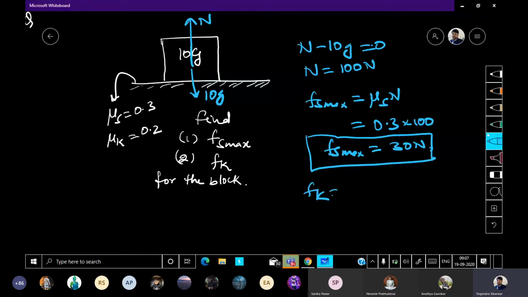Fk will be mu K N. Fk will be 0.2 into 100. That will be 20 Newton. These are the answers. I'm happy to see that most of you have solved it correctly. That is quite good to see.